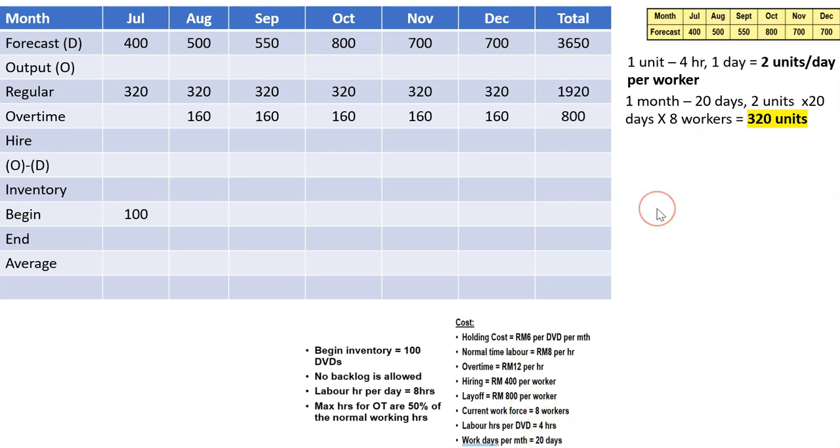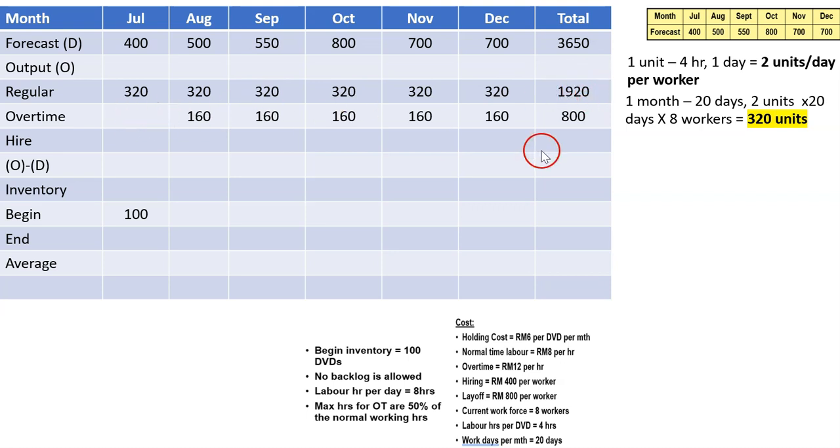So in 1 month, how many DVDs can we get from the 8 workers? One day they can make 2 DVDs per worker. So we have 20 times 2 units times 8 workers, so we have 320 units per month. So we have this for 6 months, then we total up at the end.